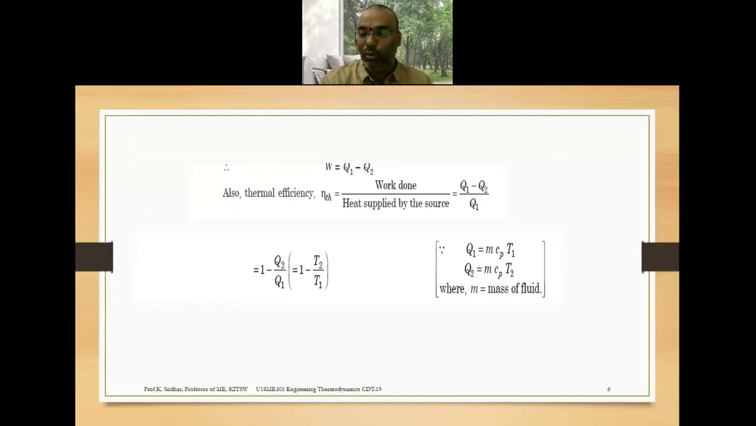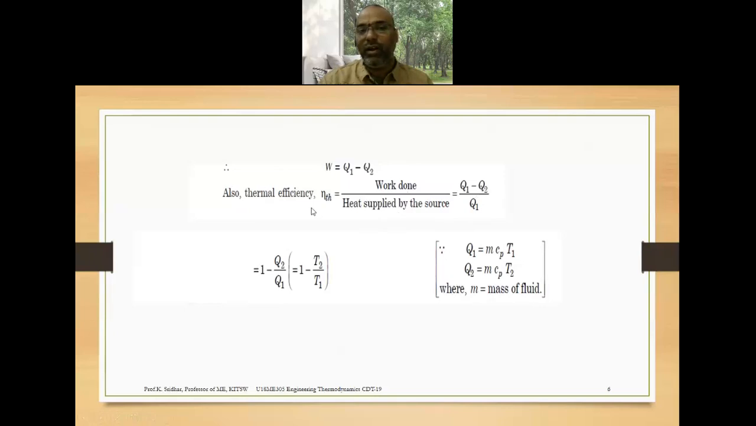And the next question is, how can we find the efficiency of the Carnot cycle? We always know that efficiency is output by input. In the case of the Carnot cycle, the output is the work done, and the input is the heat supplied. Work done is equivalent to the difference of the two heat transfers, where Q1 is the heat input to the heat engine and Q2 is the heat rejected by the heat engine. So W, the work done, is Q1 minus Q2, and the heat supplied, or heat input, is Q1.